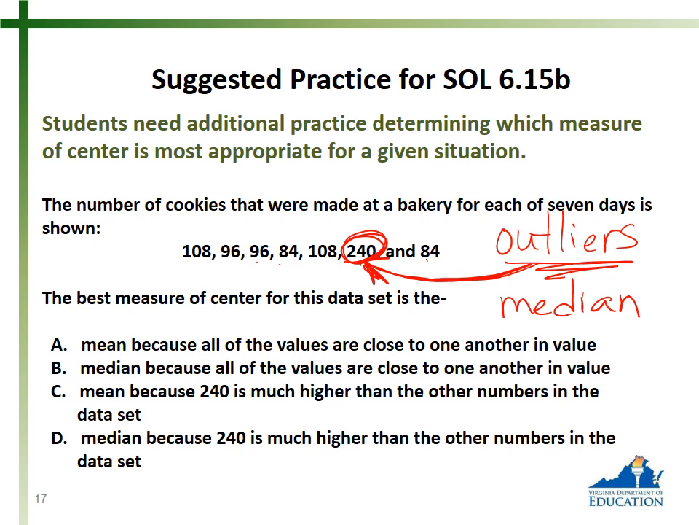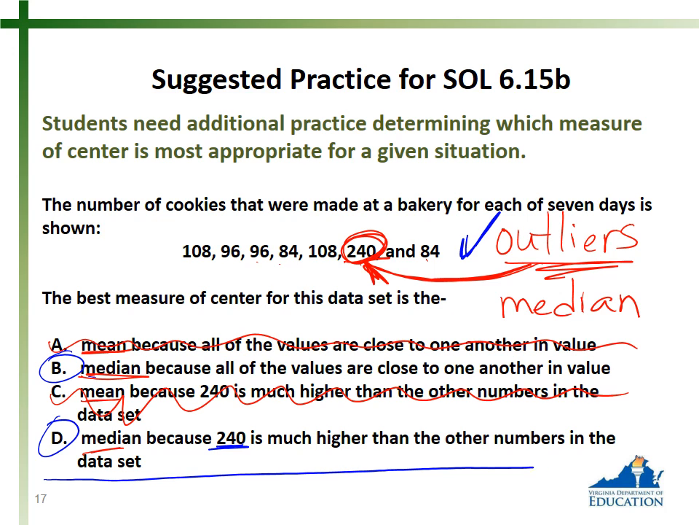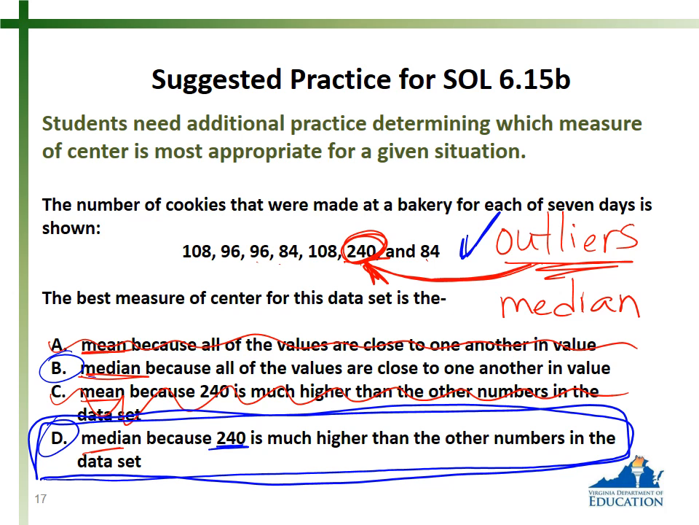So let's figure out which one of our choices works. So let's go ahead and figure out, we have mean, median, and median. So let's cross out the two ones that have mean in it, because those are going to be no good. And so we're left with letter B and letter D. B says median because all the values are close to one another. D says median because 240 is much higher than the other numbers in the data. And since I figured out that I have an outlier, the much higher one, you need to make sure that you circle the one that actually says median, which would be D for this problem.